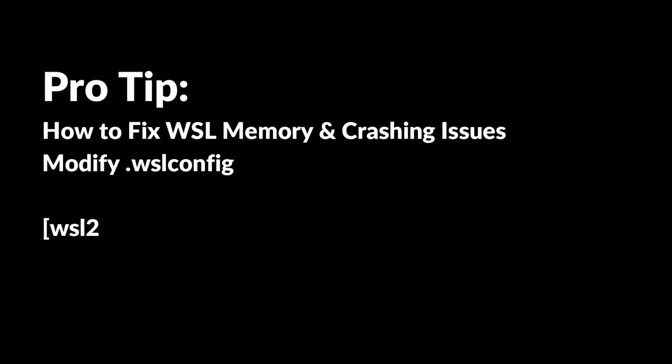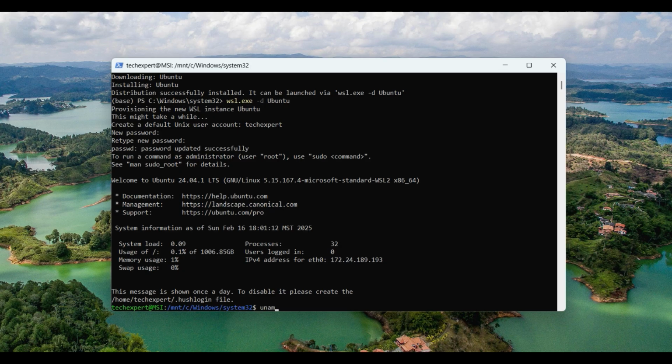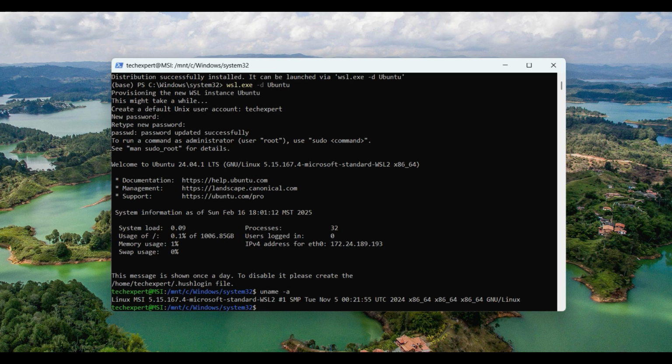Here's a pro tip. If you find your system slowing down or your AI models are crashing, you may need to adjust your WSL memory limits. You can do this by creating a simple text file in your Windows user folder called .wslconfig. This lets you tell Windows exactly how much RAM to give your Linux environment. When the setup is finished, you can verify it was installed by using the uname command.